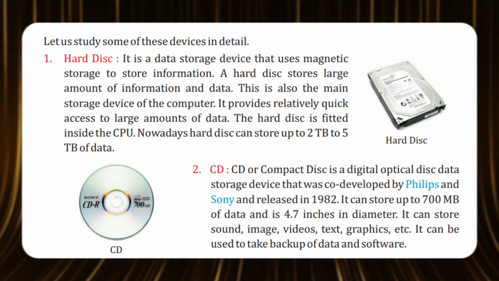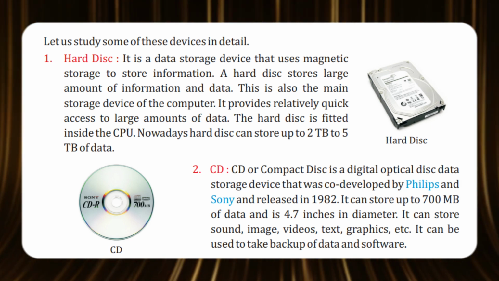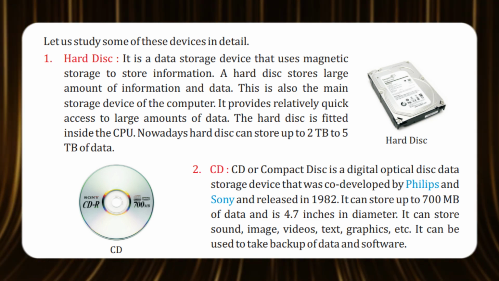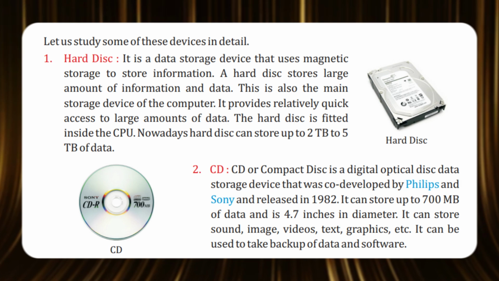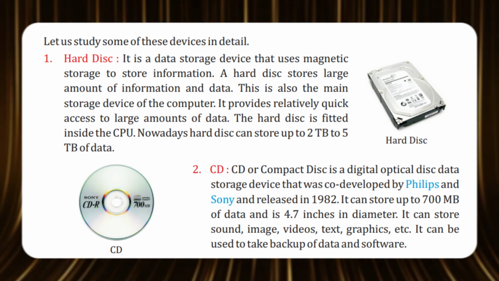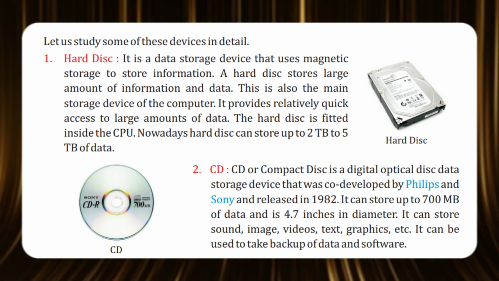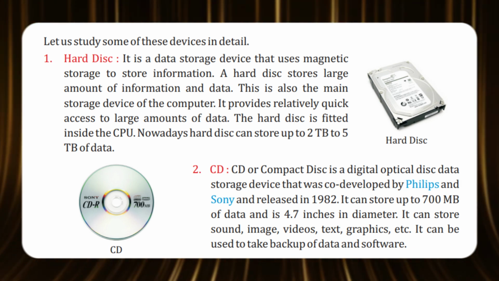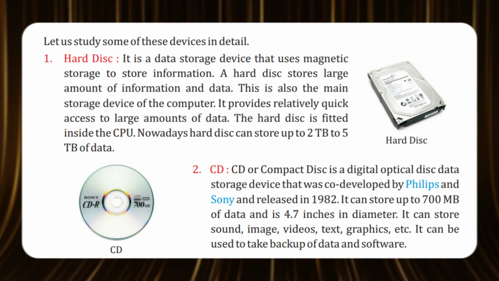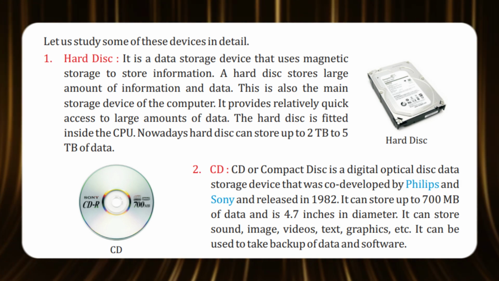1. Hard disk. It is a data storage device that uses magnetic storage to store information. A hard disk stores large amount of information and data. This is also the main storage device of the computer. It provides relatively quick access to large amounts of data. The hard disk is fitted inside the CPU. Nowadays, hard disks can store up to 2 terabytes to 5 terabytes of data.